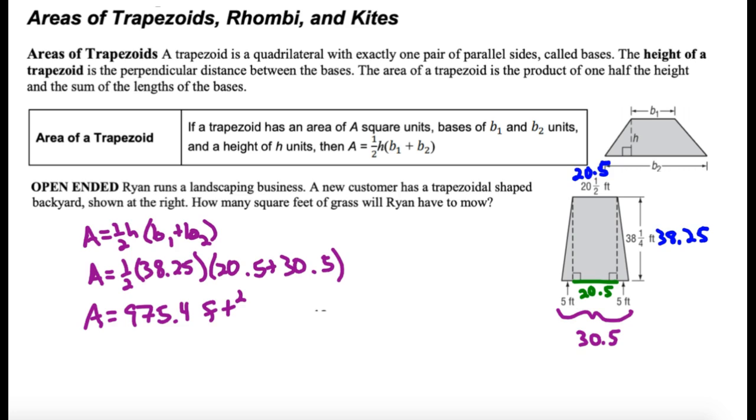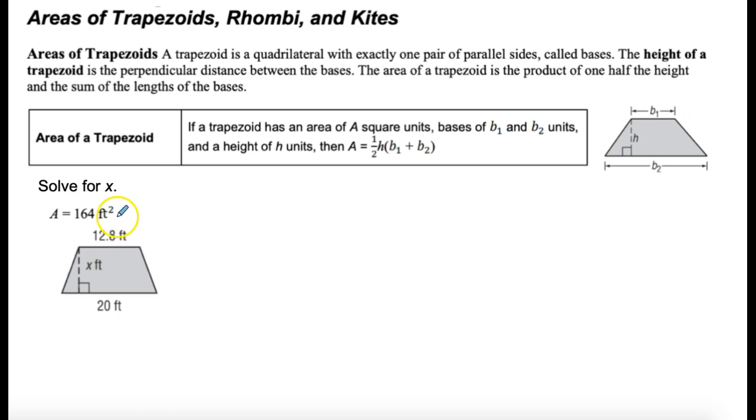Now we can also go backwards here. Let's take a look at a couple of problems where we're given the area and we have to solve for some other dimension. In this case, I'm given that the area is 164 square feet, but I don't know the height. I need to solve for the height of this trapezoid. We're still going to use our same formula. The area of a trapezoid is 1/2 times the height times base 1 plus base 2. Now let's plug in all the information that we know. So in this case, we know the area is 164.